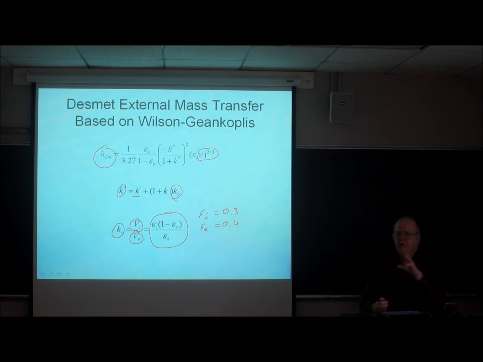So K naught always works out to be less than 1. The value of 1/2 is pretty big. Let's suppose we have no chemical retention, K prime is 0. Then this term is 0. This is 0, but we have 1 times K naught.